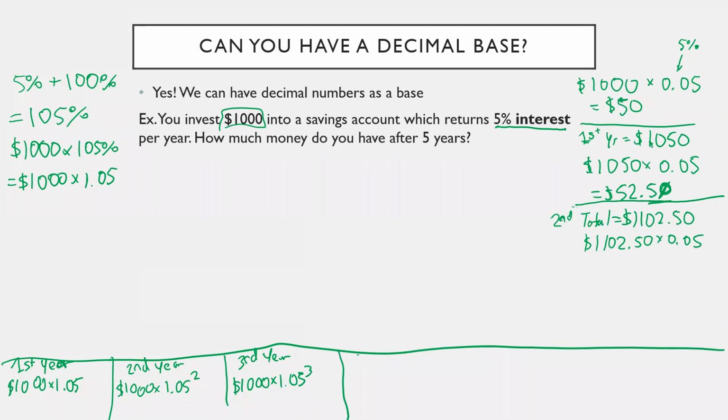And I think you kind of see the pattern here. What do you think is going to happen in the fourth year? In the fourth year, we're going to take $1,000 and we're going to multiply by 1.05 to the power of 4, and so on, right? So we start to see here that the exponent there is simply representing the number of years that we're investing the money in. So there's actually a formula for this, and I will just give you the formula. You don't even have to worry about how we come up with it.